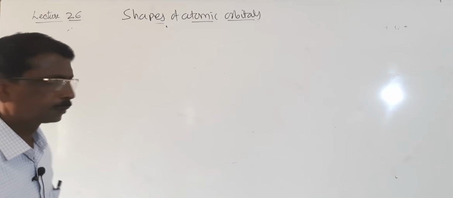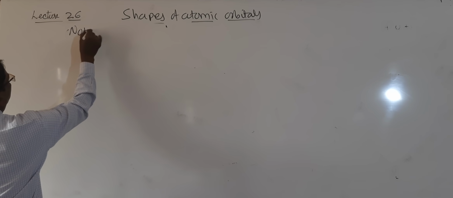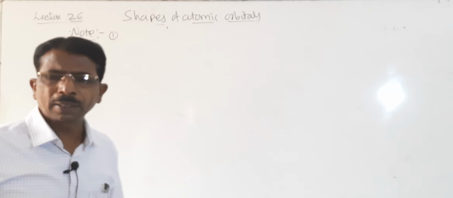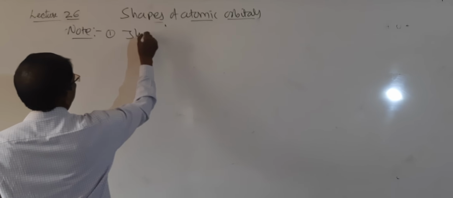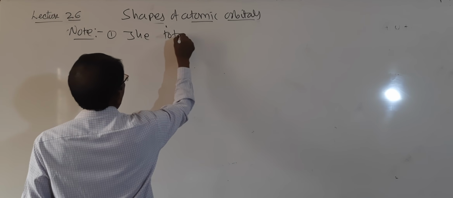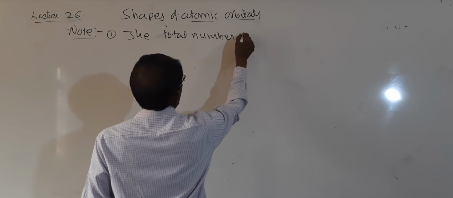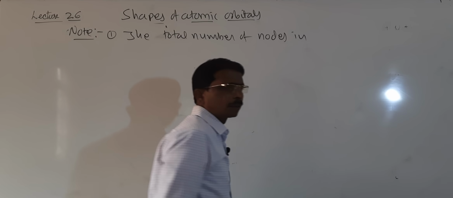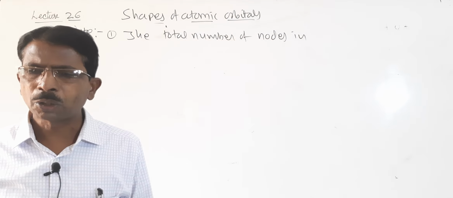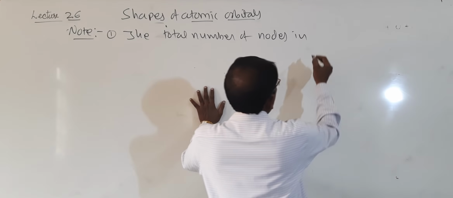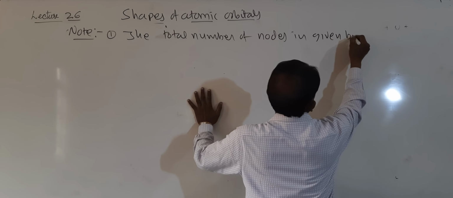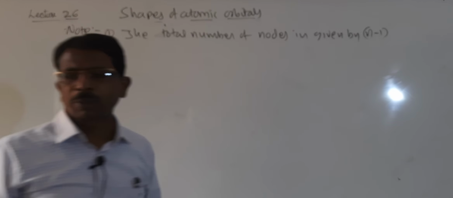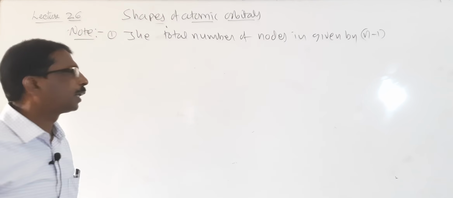First one, note number 1. We know that the total number of nodes in any orbital is given by n minus 1. The total number of nodes is given by n minus 1.